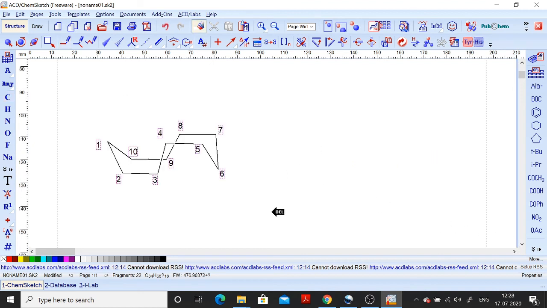Now we will discuss the structure of cyclodecane. Cyclodecane also exists in different conformations, but for the most populated one, I have drawn a structure here.